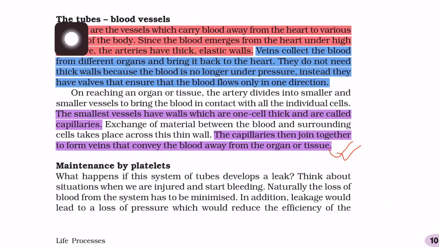The next topic is the tubes, the blood vessels. First of all, we discuss the blood vessels. There are two types of blood vessels. One is arteries, another is veins. So let us see what arteries are. Arteries are the vessels which carry blood away from the heart to various organs of the body.